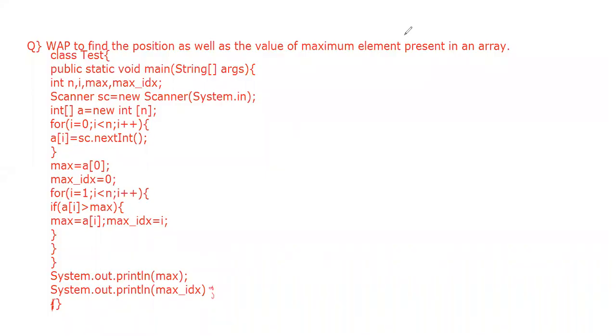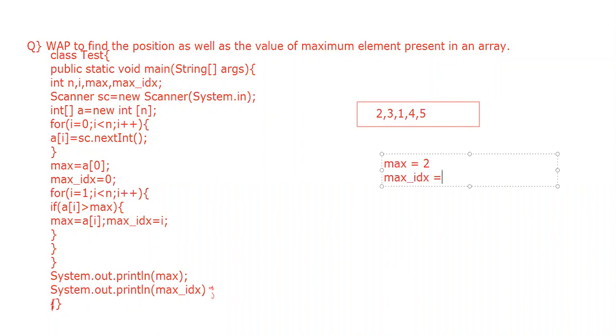And now let us see a running example. So suppose we are having an array 2, 3, 1, 4, 5. Suppose this is our array. Okay, so initially, what will this line of code do? Since max is equal to a[0], so we will have max is equal to 2, and max idx will be equal to 0, because we have mentioned that max idx is equal to 0. This is the initial case.